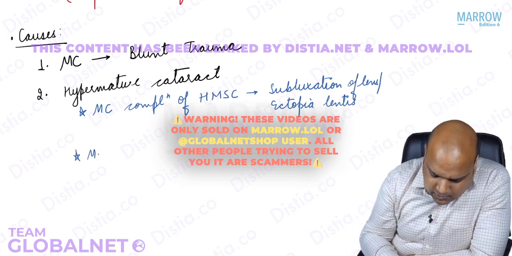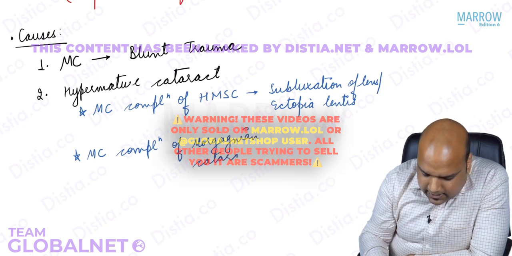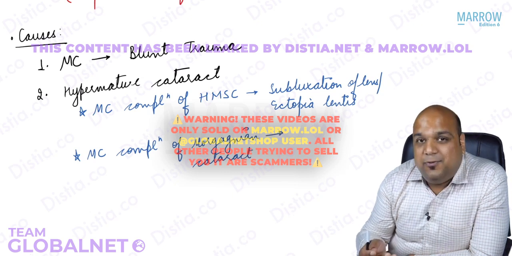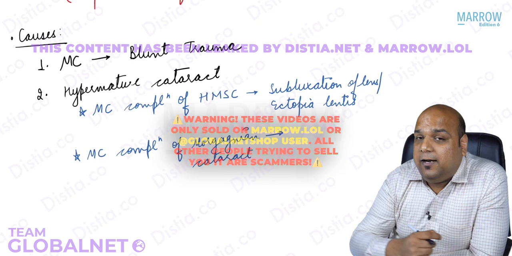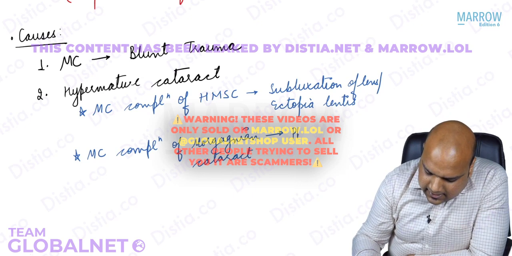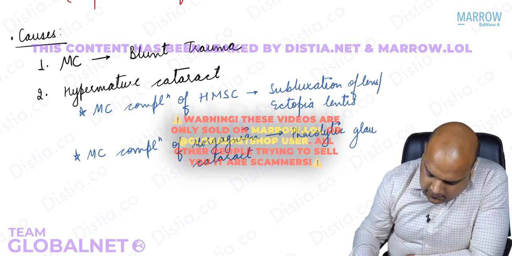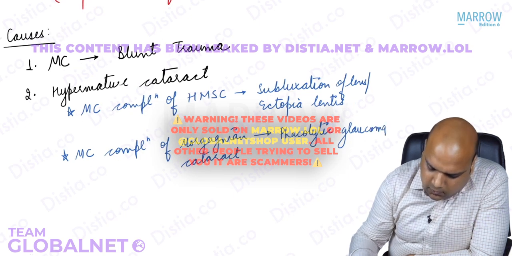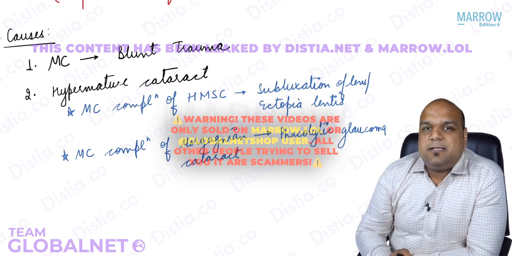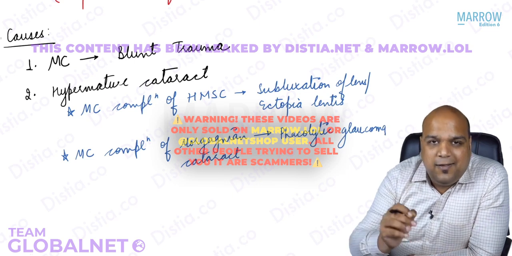At the same time, if the question is most common complication of Morgagnian cataract, I know Morgagnian cataract is hypermature. That is why I'm writing it for you. If they've specifically mentioned Morgagnian cataract, then the most common complication you should not answer as subluxation. Instead, we answer as phacolytic glaucoma. Phacolytic glaucoma. Okay. So there are two different answers to two seemingly similar questions. That is why I've written them for you, and I hope you will be able to remember and answer them correctly.